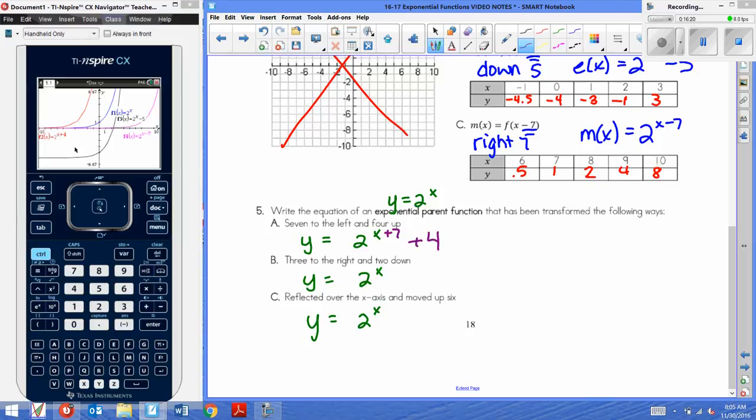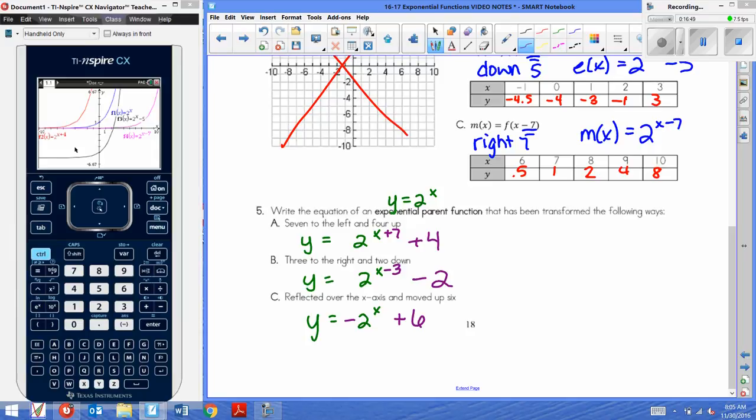And if you're not sure, you could just simply graph this and see that the function indeed moves 7 to the left and 4 up. This would be an awesome way to check. Maybe we'll do that at the end. Okay, 3 to the right, well, that would be minus 3 in the exponent. 2 down would be on the outside, minus 2. Reflected over the x-axis, negative, and moved up 6, so plus 6.